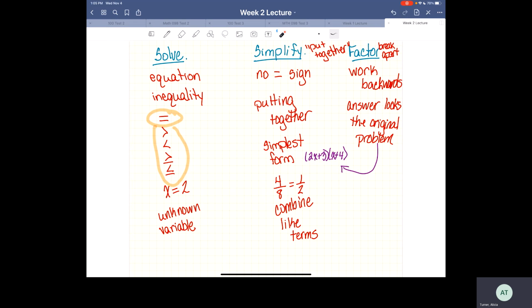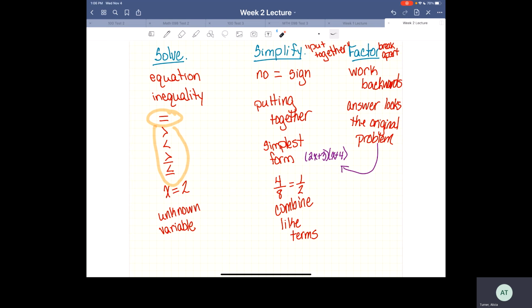Now I have kept the notes up from yesterday just to save a little bit of time so we can make sure we get to do lots and lots of problems. When I am solving something, I'm really looking at an equation or an inequality. To solve, I have to have an equal sign or an inequality sign. We are solving an equation. We have an unknown variable and we are finding the value of that unknown variable. So when I am solving something, I am finding the unknown variable.